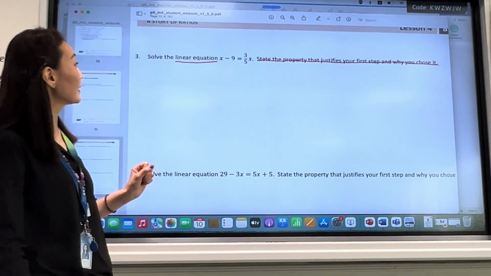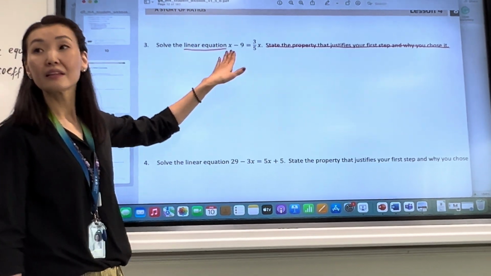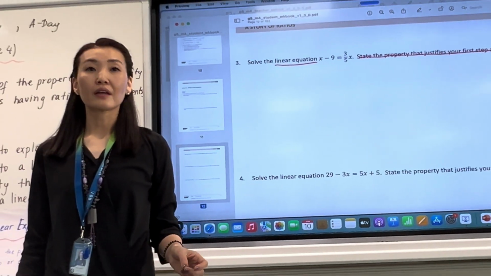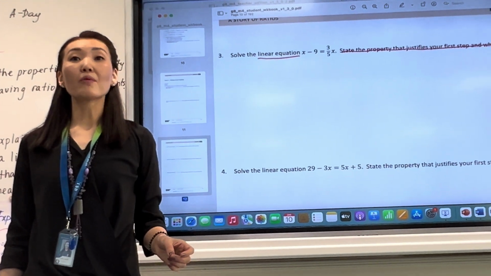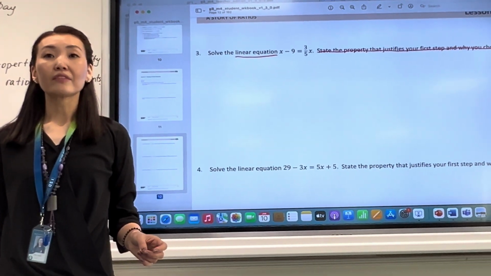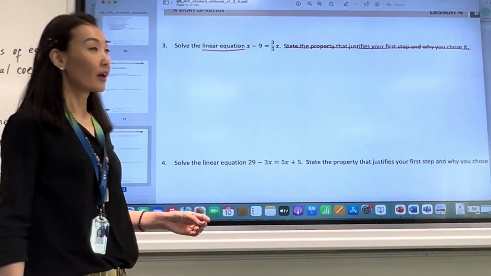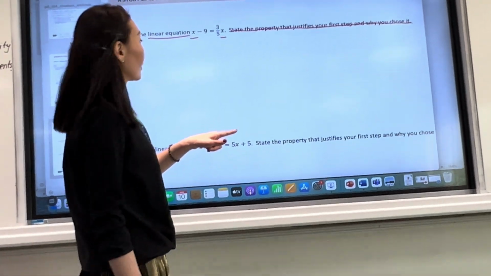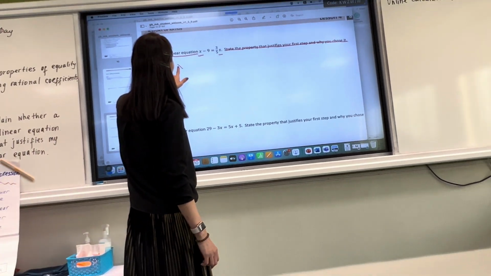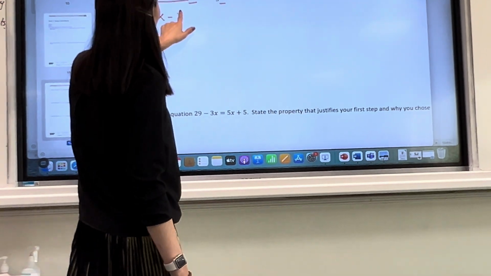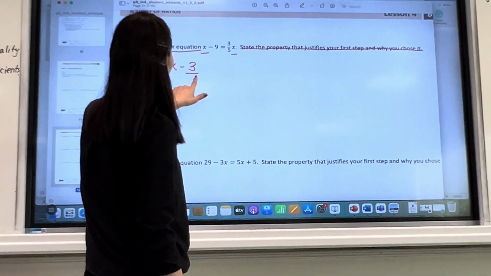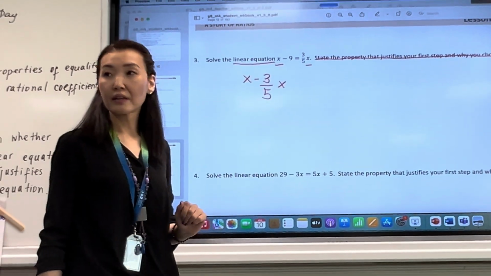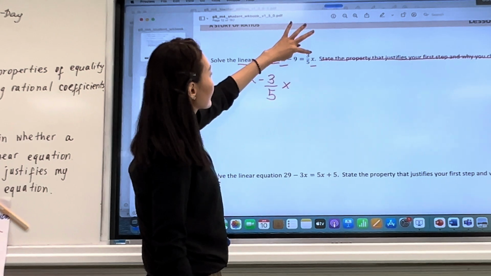I need to combine what? The variables. What are variables, by the way? Variables are the x's, correct? Okay, so this is what we call variable. This is called variable, right? Okay, so x minus 3 over 5x. Are we okay? All right, what do I do with this?